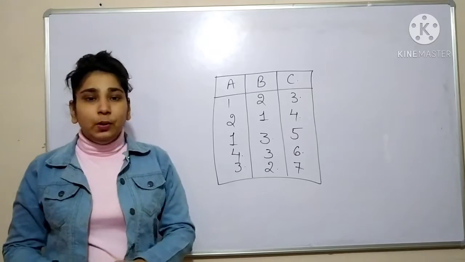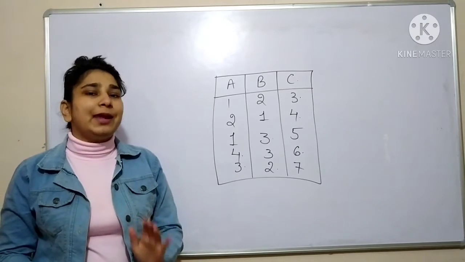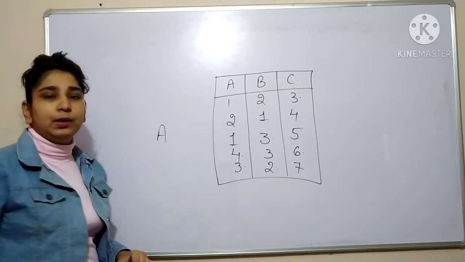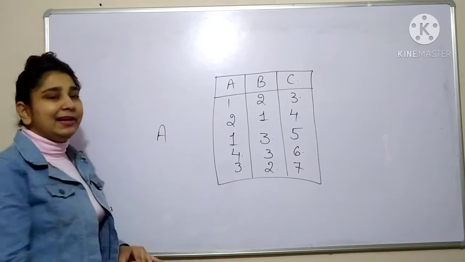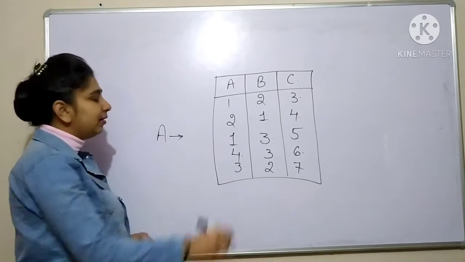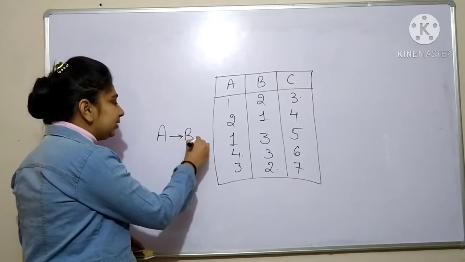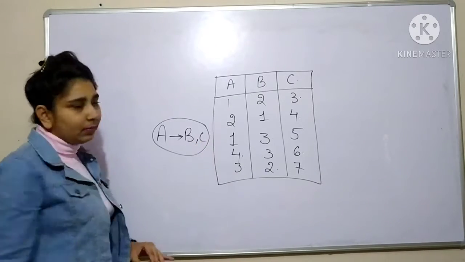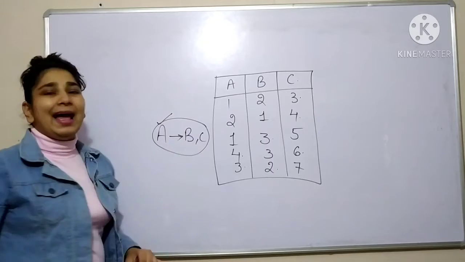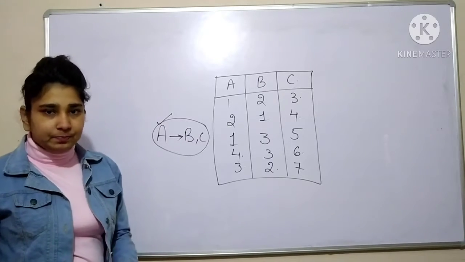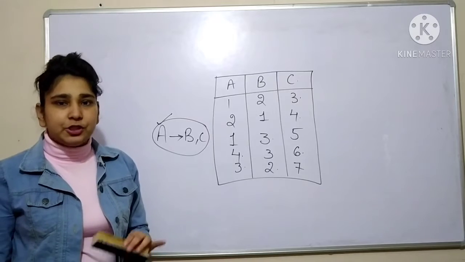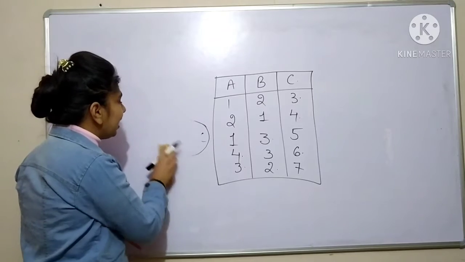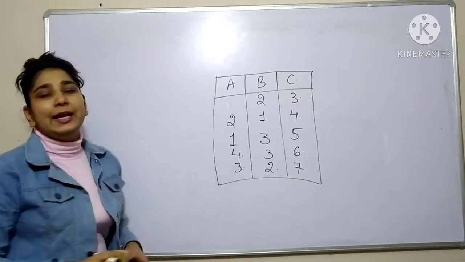So what is the meaning of candidate key? Candidate key means if you are given an attribute, with the help of this attribute you are able to determine values of B and C uniquely. Then we call A the candidate key. So this is the basic definition of the candidate key. Now let's try to find out the candidate key of this relation.